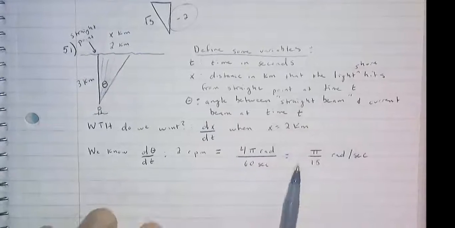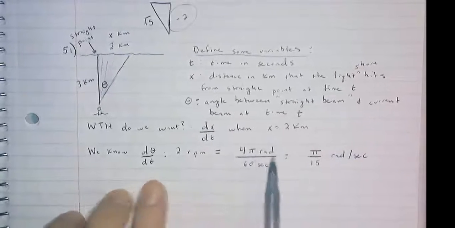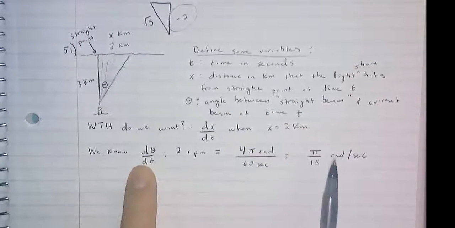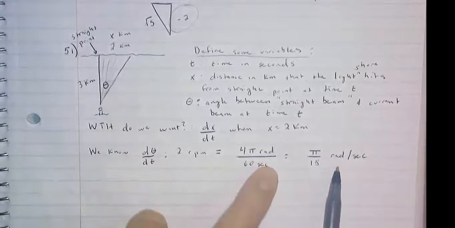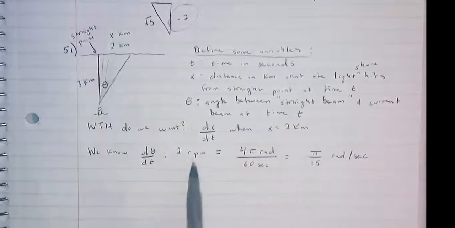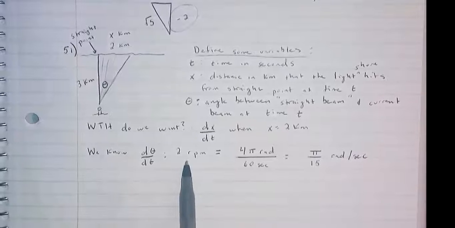This might be the linchpin of the problem, is recognizing that we do know this rate and being able to identify what it is. So translating the sort of innocent 2 RPM into something a little more useful.